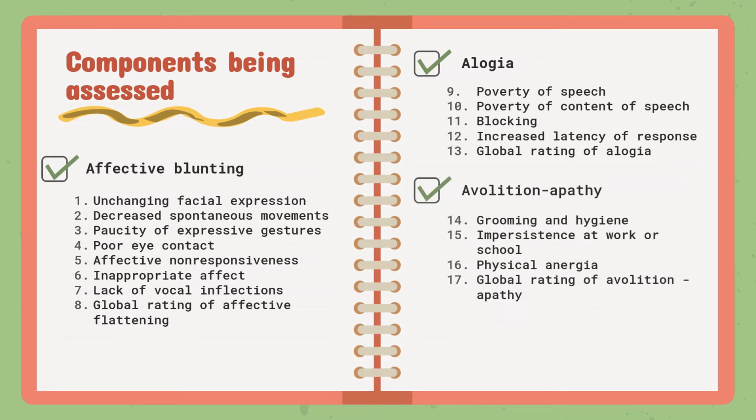Avolition, apathy. Item 14. Grooming and hygiene. Item 15. Impersistence at work or school. Item 16. Physical anergia. Item 17. Global rating of avolition, apathy.